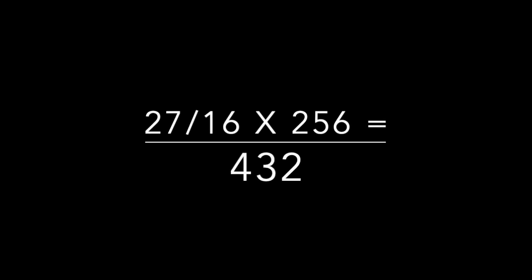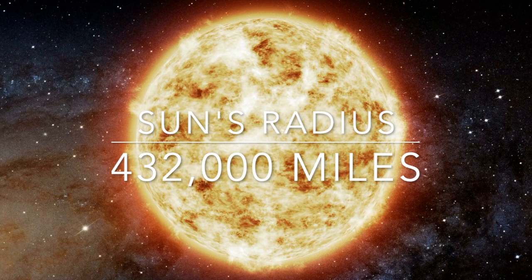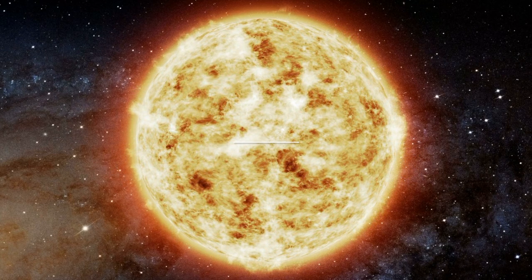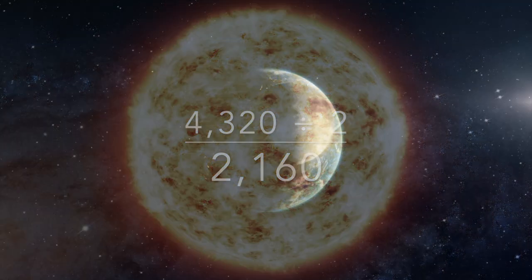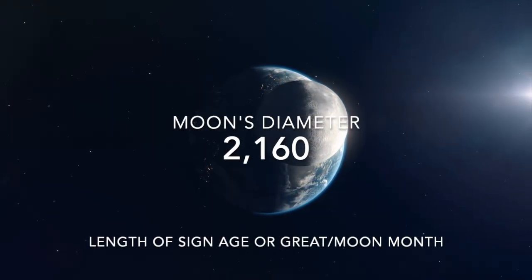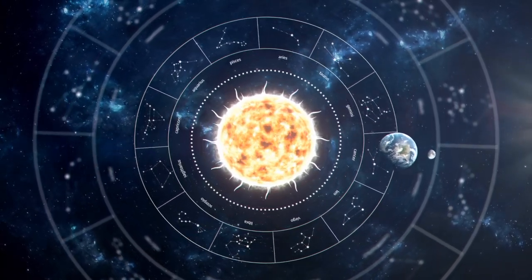27/16 times 256 equals 432, and 432,000 is the sun's radius in miles, and 4,320 divided by 2 is 2,160, the moon's diameter, and one sign age or moon month.